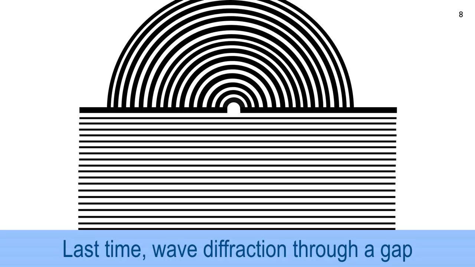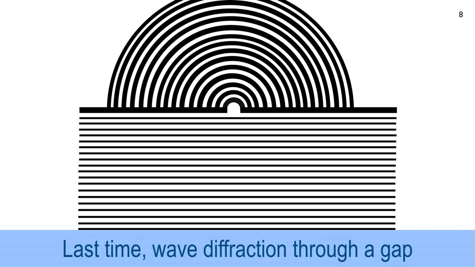And in the gap, we think of the gap as being a source of wavelets. And down the line, those wavelets form this. Now this is an idealized view, right? This is kind of a schematic diagram. But the one that we saw last time was a real picture.